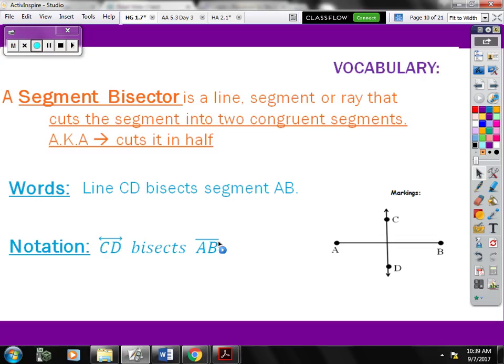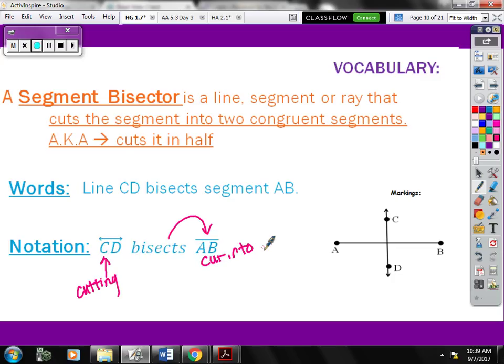All right, now it is important to understand the segment bisector. So whatever comes first is what is doing the cutting. Like in my example of the frog, like that would be the knife. Okay. What comes after the word bisect? This is what is being cut in half.